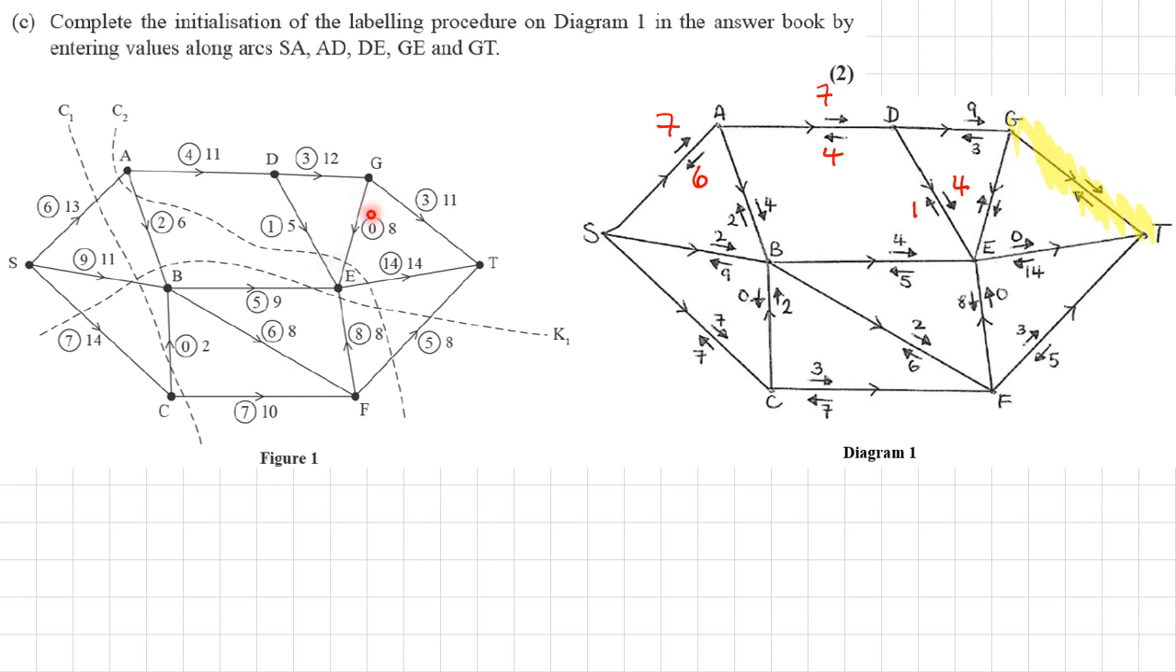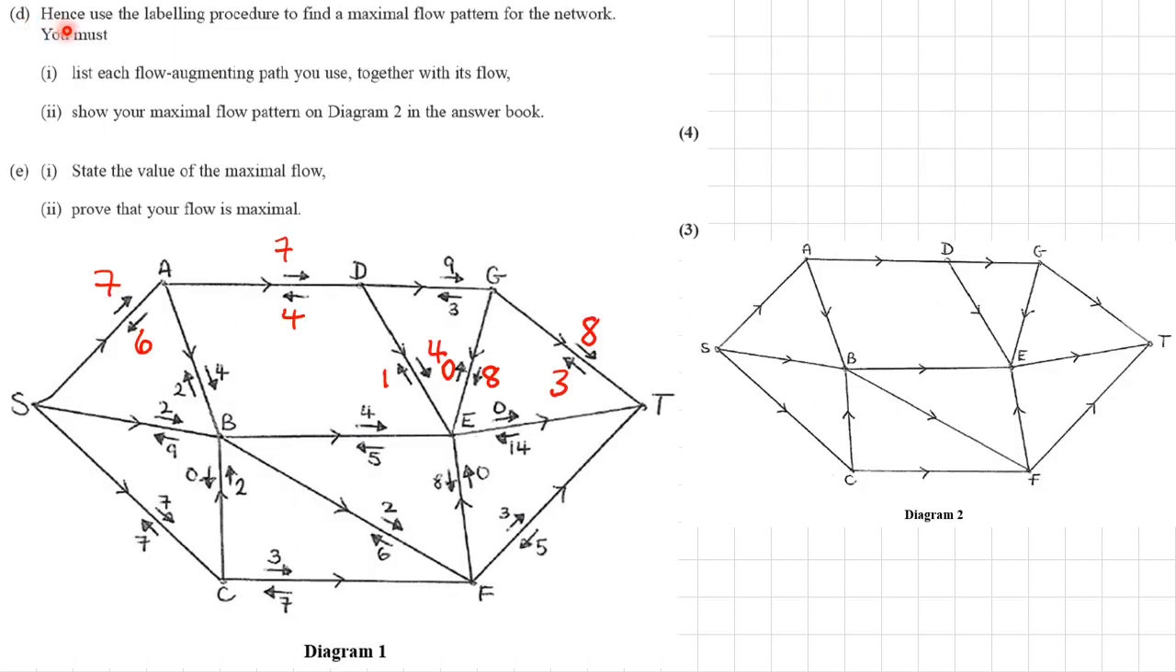Arc GE, so we're along this one. This arc has a capacity of 8, so it can actually be increased by 8 or decreased down to 0, because its current flow is actually 0, so it can't be decreased anymore. And then G to T, so this can be increased by 8 and decreased by 3.